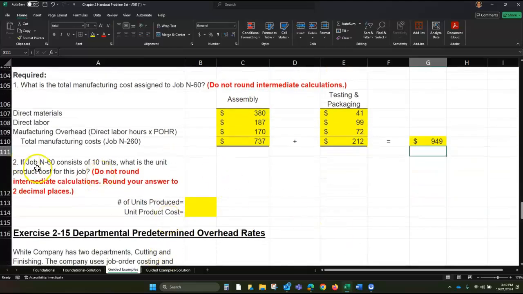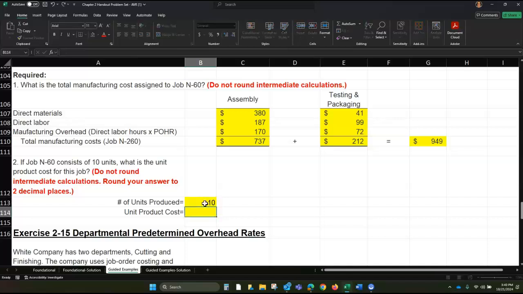Then it says, if job N60 consists of 10 units, what's the unit product cost for this job? So the total number of units produced was 10. The unit product cost, just take the total cost divided by total number of units.